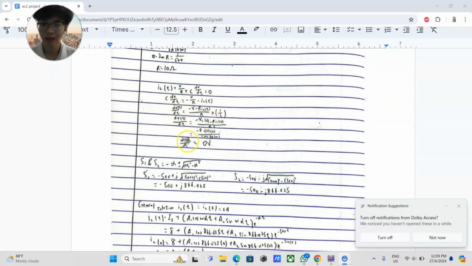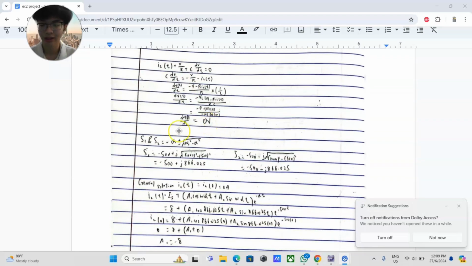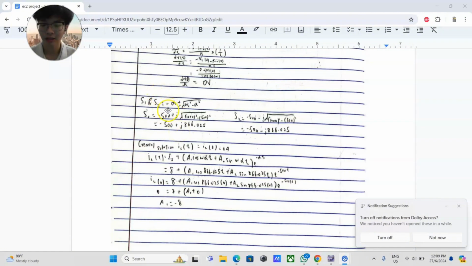After the calculation, I can find that dV0/dt equals 0 volt. That is the initial condition. Then S1 and S2 equal negative alpha plus or minus the square root of alpha squared minus omega naught squared. So S1 equals negative 500 plus j times the square root of 1000 squared minus 500 squared, and we get S1 equal to negative 500 plus j 866.025.